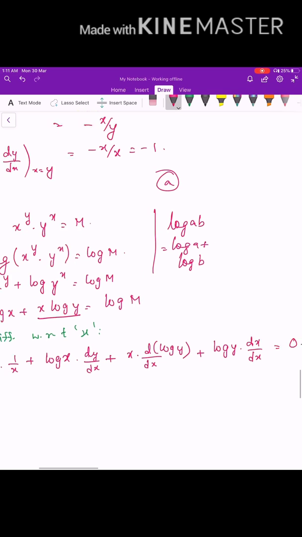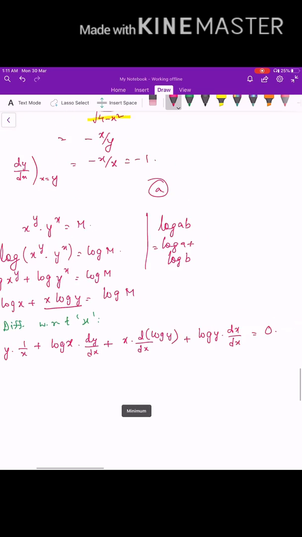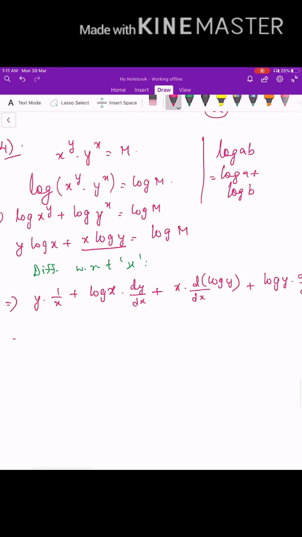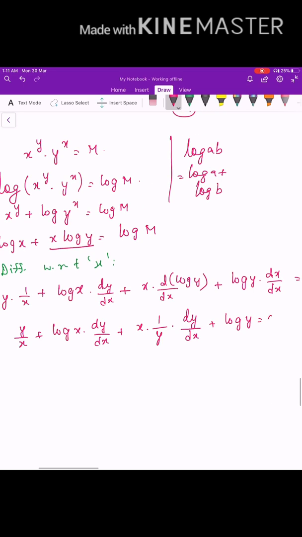Okay, this is 0. Why? Because m is a constant. Log m is also a constant. Hence, differentiation of log m is 0. y by x plus log x into dy by dx plus x into d/dx of log y. d/dx of log x is 1 by x, so it becomes 1 by y, chain rule, into dy by dx, plus log y into 1.